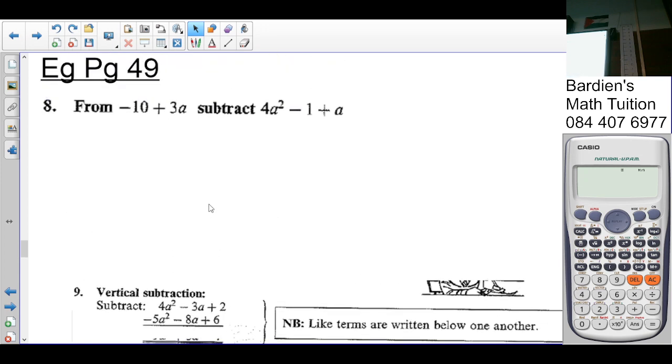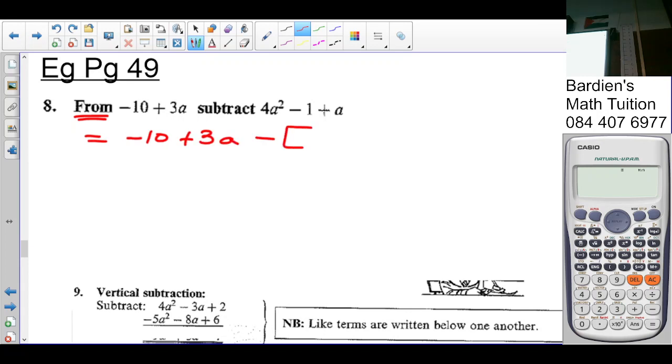Okay, and the next one, it says from negative 10x plus 3a, subtract 4a squared minus 1 plus a. So what did we say earlier on? What we're going to do first? Underline from, yes. Whatever follows from, you write first. So what should I write here? Negative 10 plus 3a minus, open brackets, 4a squared minus 1 plus a.